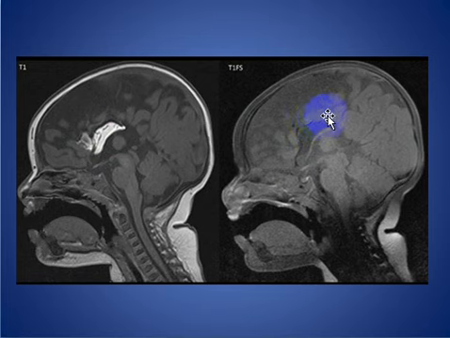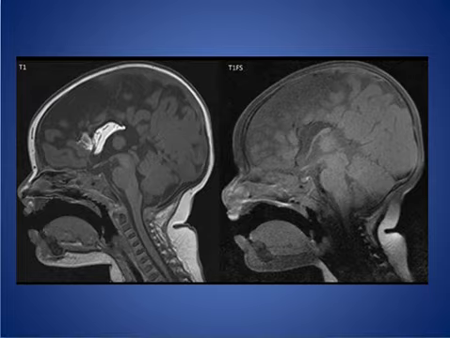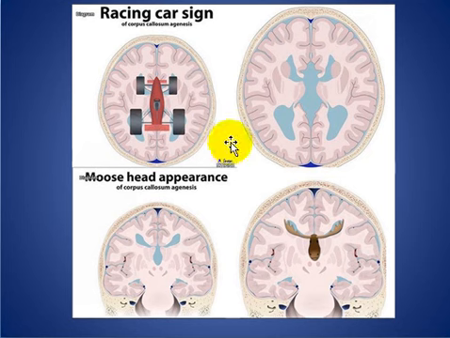As we see here, the cingulate gyrus is absent. Here are some signs of agenesis of corpus callosum in axial cut, and this is what we call a racing car sign. It is classic for agenesis of corpus callosum, and here in the coronal section we call it Viking helmet or Morse head appearance sign in the absence of corpus callosum.